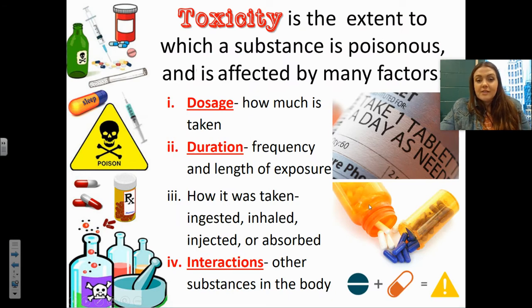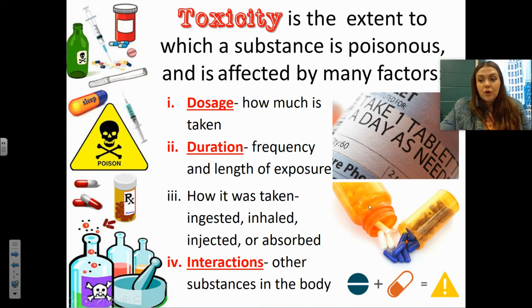Toxicity, so the extent that something is toxic. How do we judge how toxic something is? How poisonous something is is affected by many factors. For one, dose, how much was taken. Basically anything you can think of is technically a poison if you take enough of it. Even water, if you take enough of it all at once, would kill you. So everything has to be in moderation.